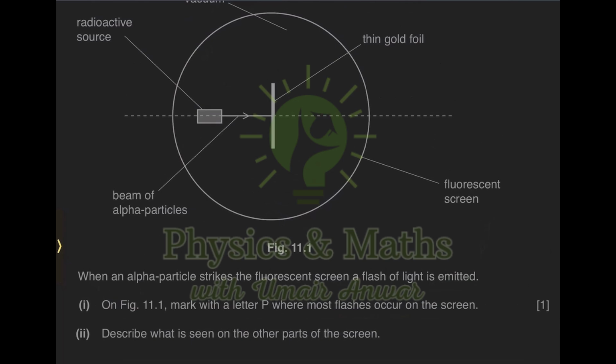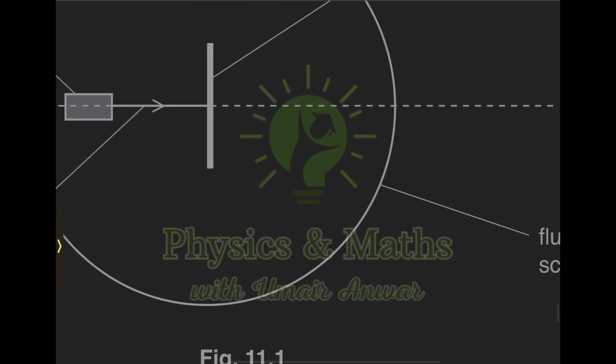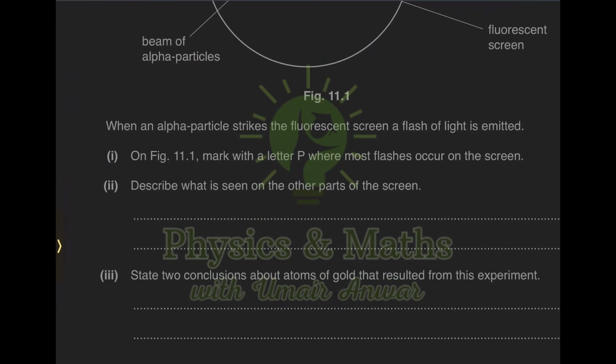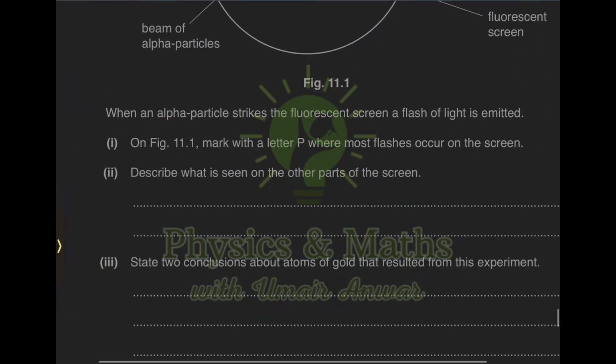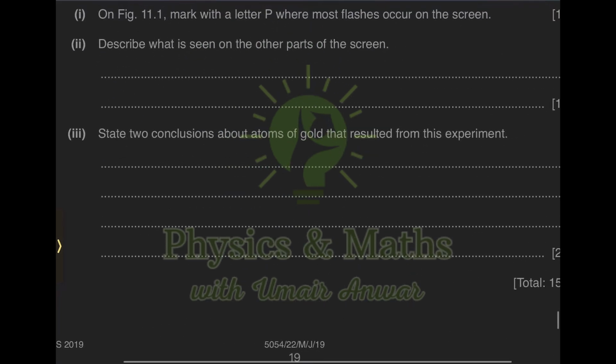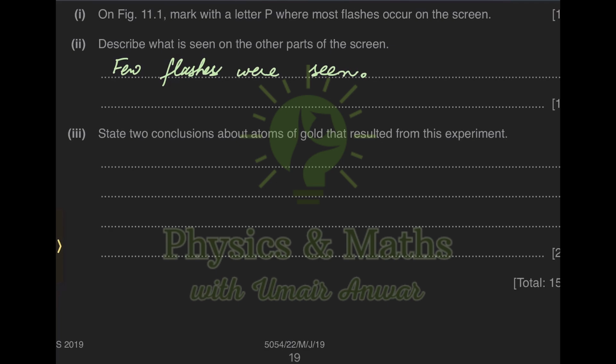So most of the alpha particles were able to pass straight through the foil. So we can mark P right behind the gold foil because most of them went straight through undeflected. Describe what is seen on other parts of the screen. So on the other parts, few flashes were seen. Most of the flashes were seen right behind the foil.